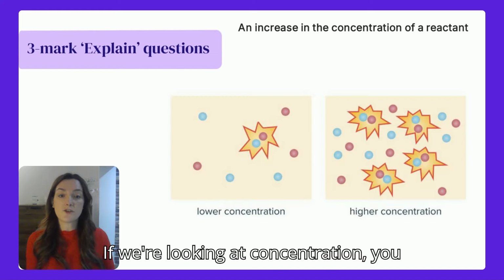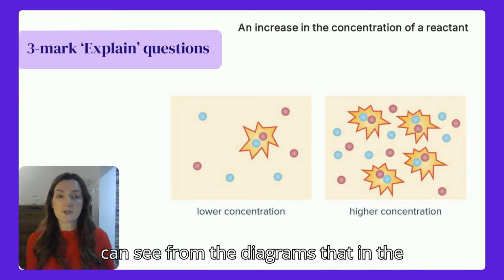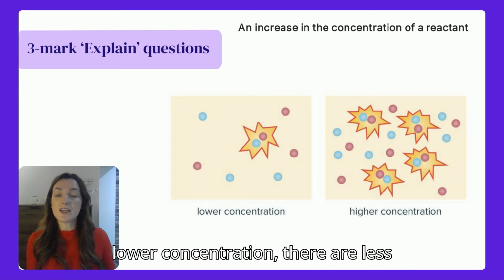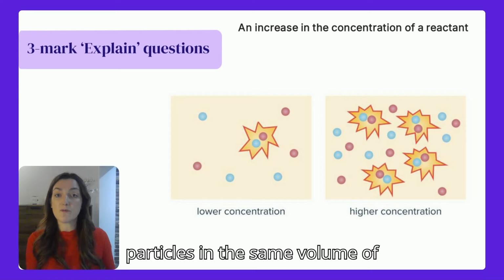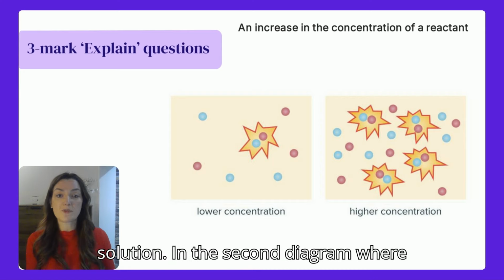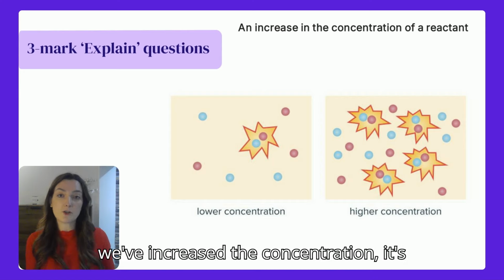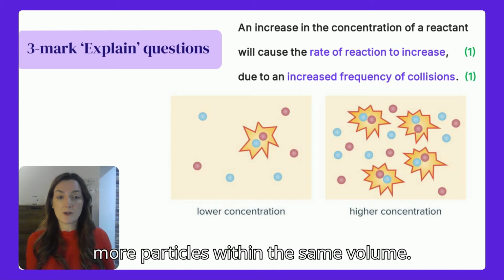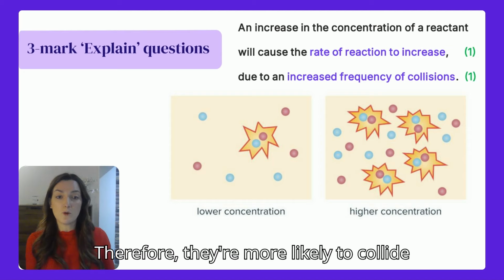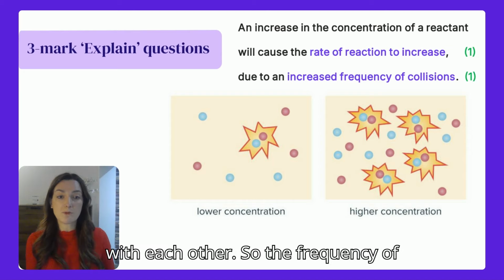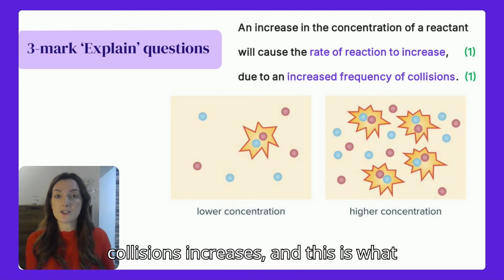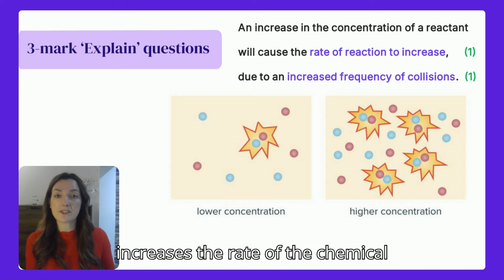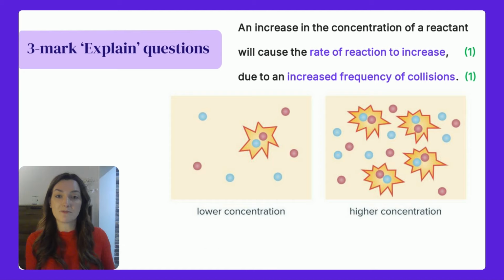If we're looking at concentration, you can see from the diagrams that in the lower concentration, there are less particles in the same volume of solution. In the 2nd diagram, where we've increased the concentration, it's at a higher concentration, there are many more particles within the same volume. Therefore, they're more likely to collide with each other, so the frequency of collisions increases, and this is what increases the rate of the chemical reaction.